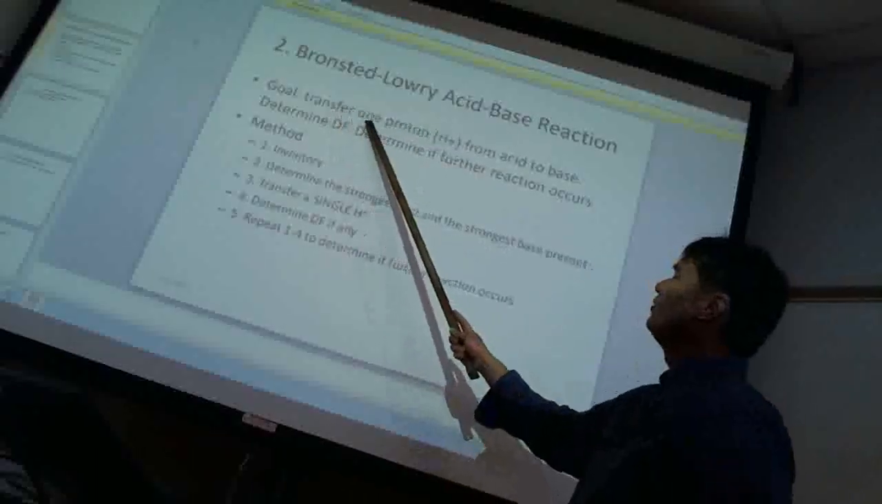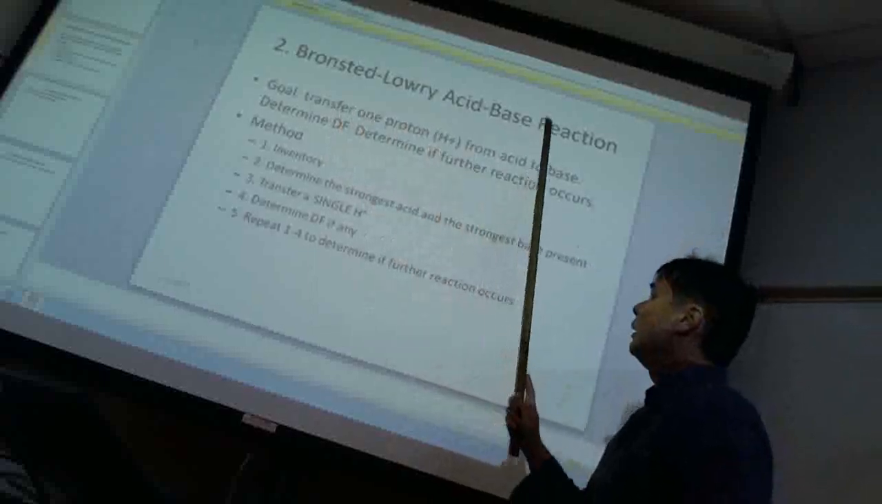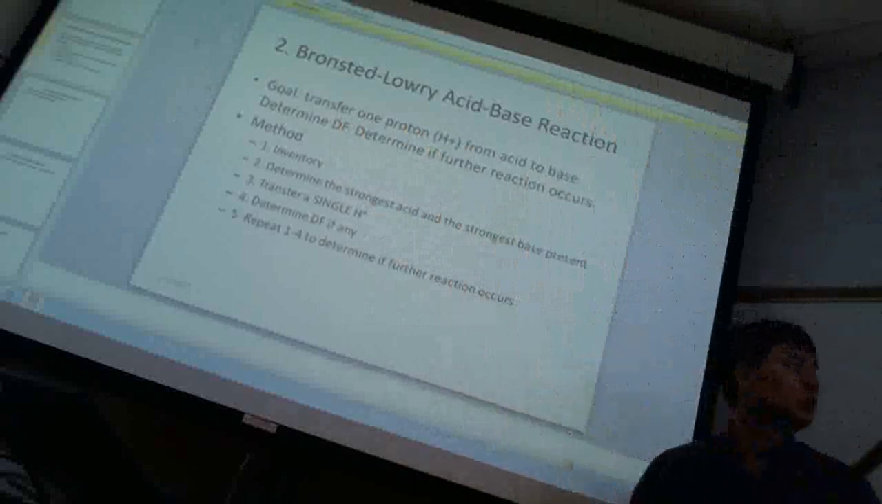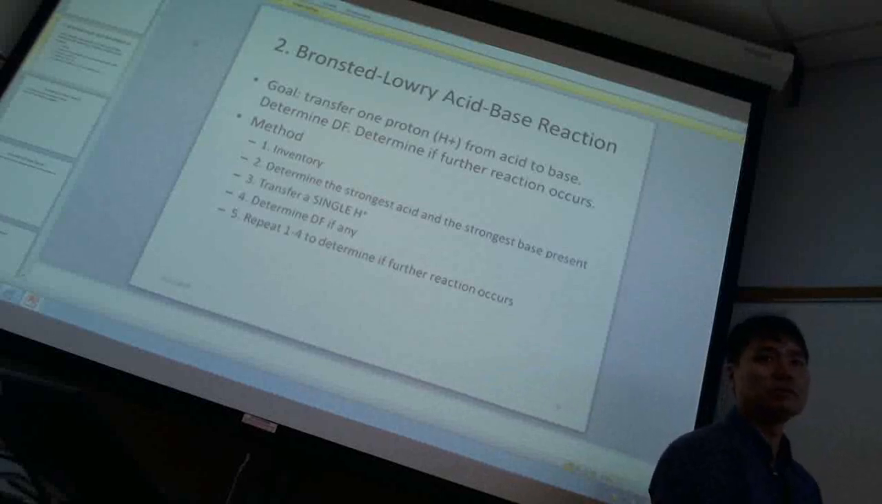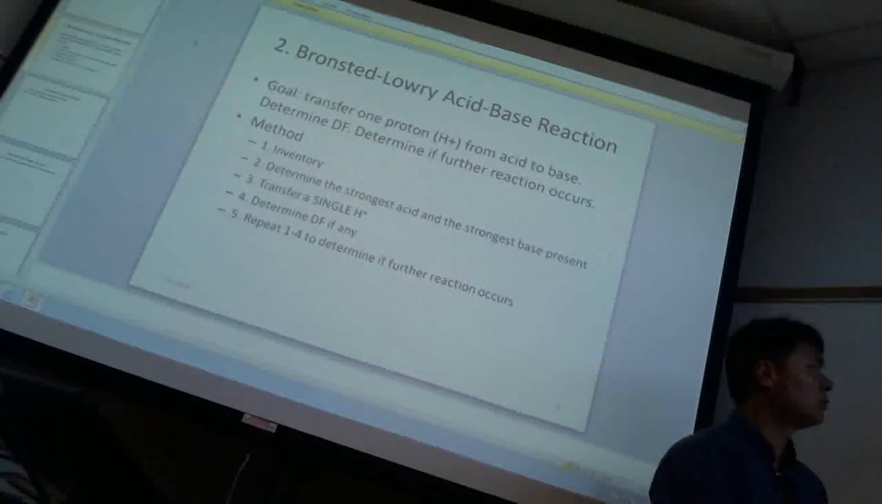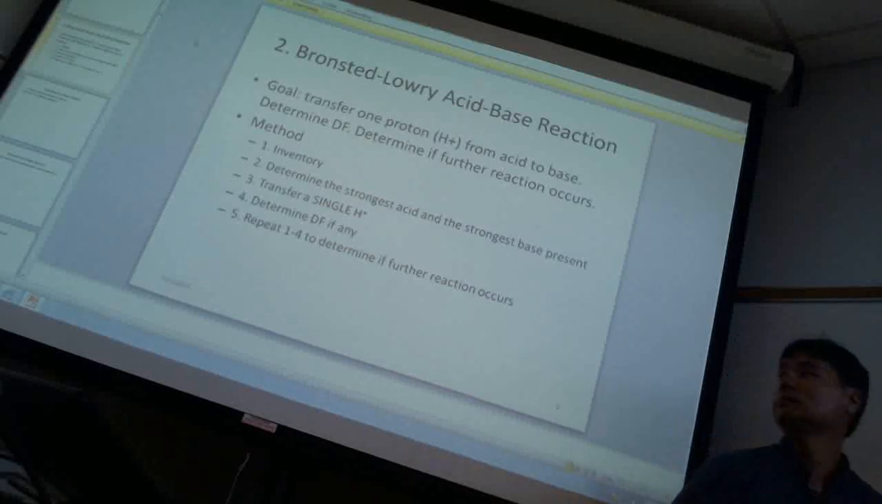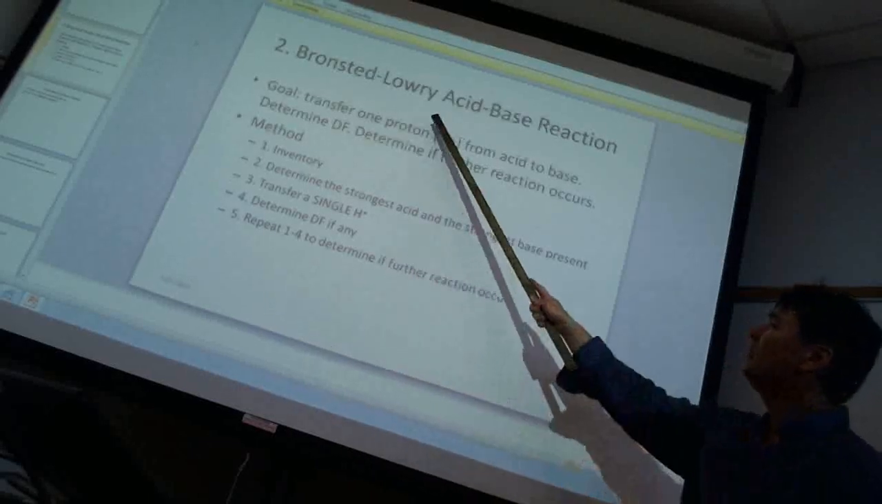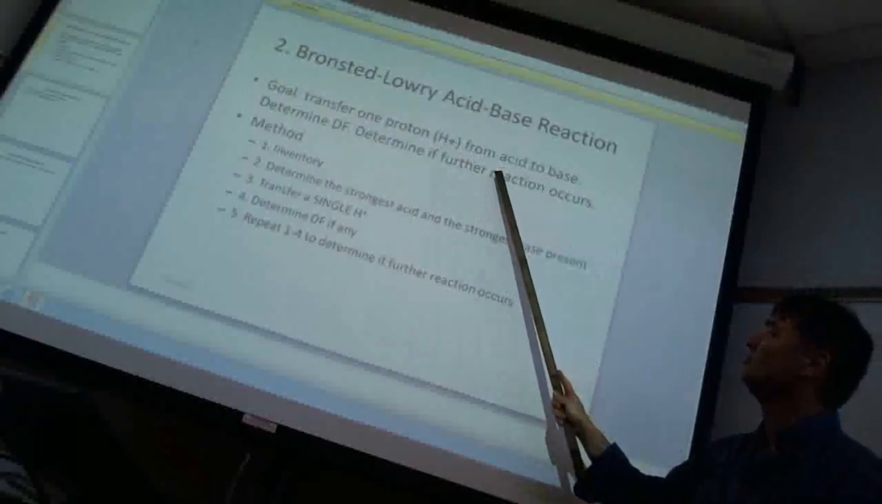In Bronsted-Lowry, we just transfer 1 proton from the acid to the base. In the last one, how many protons did we transfer? Well, sulfide is what we call a dibasic base. It can accept 2 protons. And so we actually transferred 2 protons from 2 acetic acids, 1 from each. But when we do Bronsted-Lowry acid-base reactions, we only do 1 proton at a time.